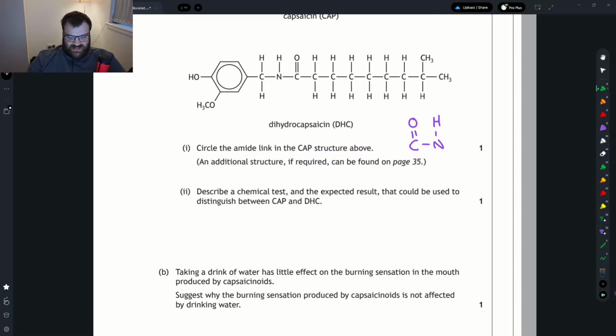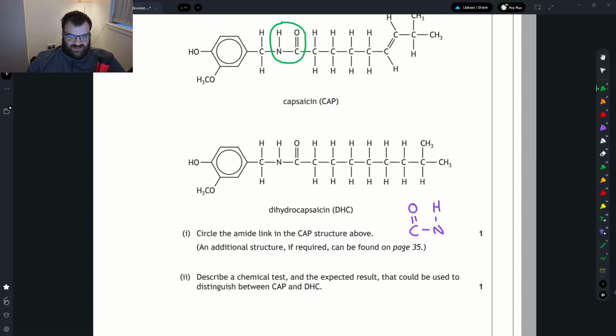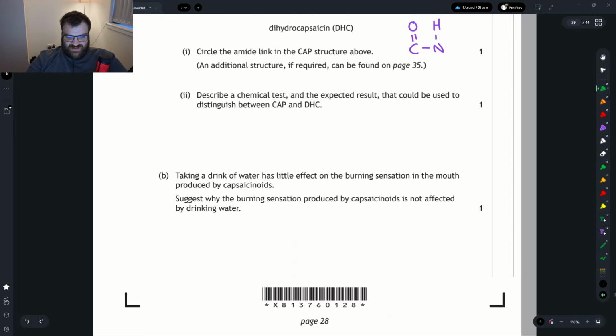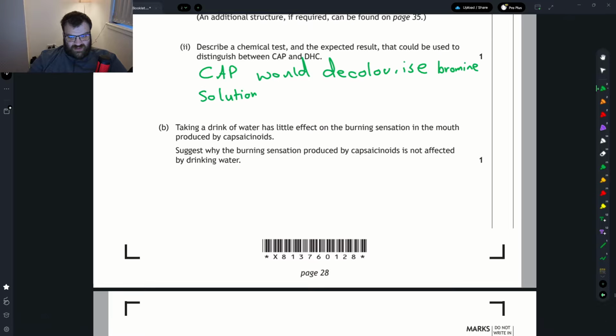Describe a chemical test and expected result that could distinguish between these chemicals. What difference do we have? Well, they are both amides. They have got hydroxyl groups. However, it's the same hydroxyl group, so oxidizing it won't tell them apart. This one, though, has got a carbon-to-carbon double bond, which means it would decolorize bromine solution. So CAP would decolorize bromine solution.